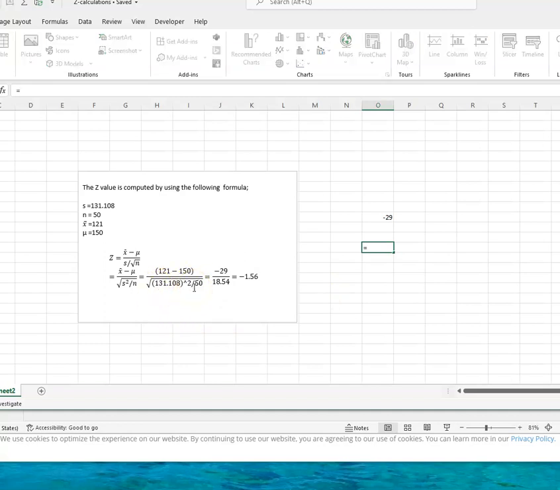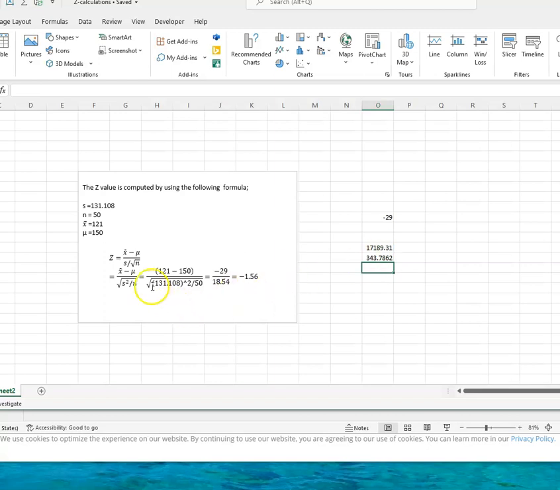So equal to 131.108 to the power of 2. Enter. So I just did the top part here, okay? Now I'm going to divide these by 50. So I'm going to say equal to this divided by 50. So I got this number.